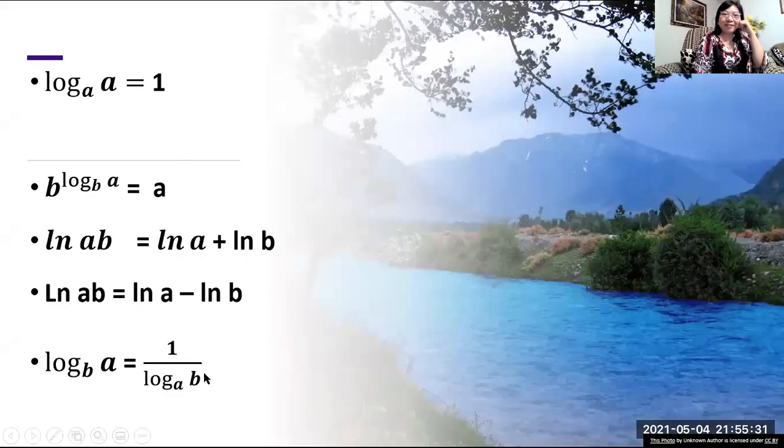And there are many laws. You can see that if you have a log base A of the same number, then the evaluation of it is always equal to 1. So if you see these two numbers are the same, the evaluation of this log will be equal to 1. And similarly, if you have the base B here and to the power of log base B of A, then you know the answer is just A.